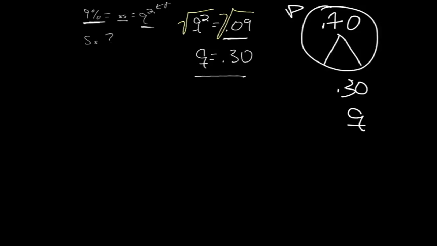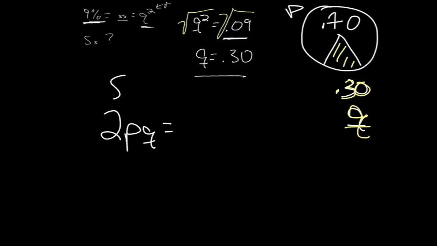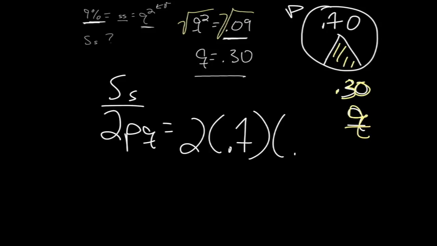Don't you put that in to get the heterozygous? What formula do you need to know for heterozygous? You're right that if you wanted the dominant, you would use p squared. But for heterozygous, just use 2pq, that's it. That's big S, little s. And 2pq is equal to 2 times 0.7 times 0.3, right? And that equals what?